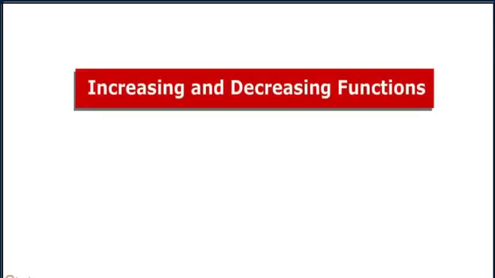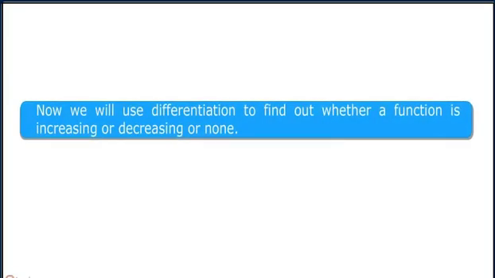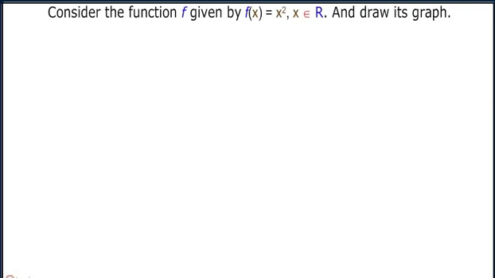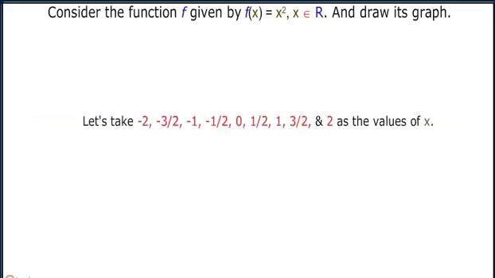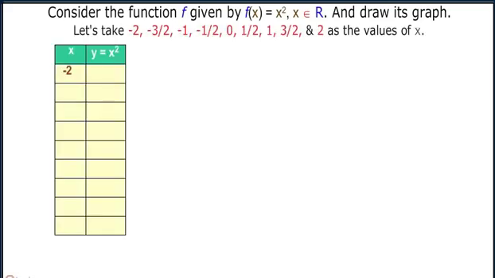Increasing and decreasing functions. Here, we will use differentiation to find out whether a function is increasing or decreasing or none. Consider the function f given by f(x) equals x squared, where x belongs to R. Let's make a chart of this function with different values, as shown in the following table.